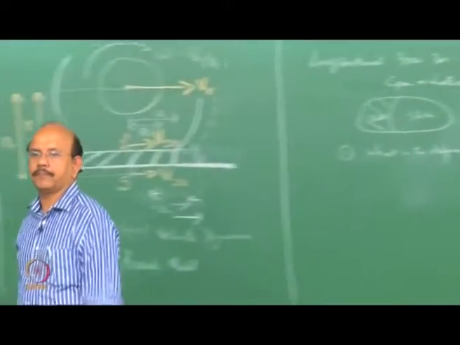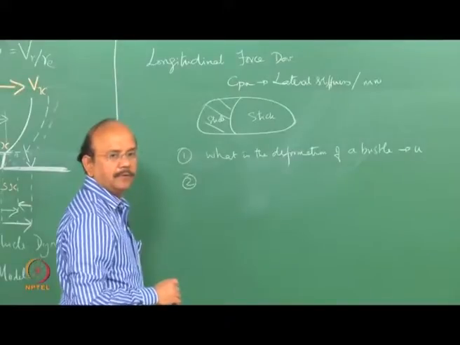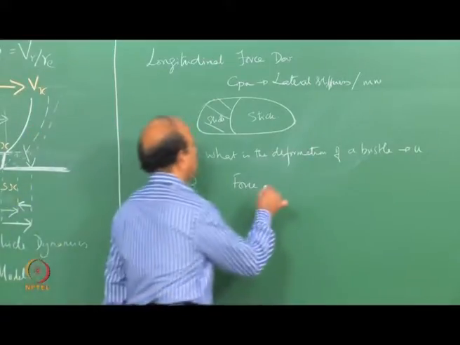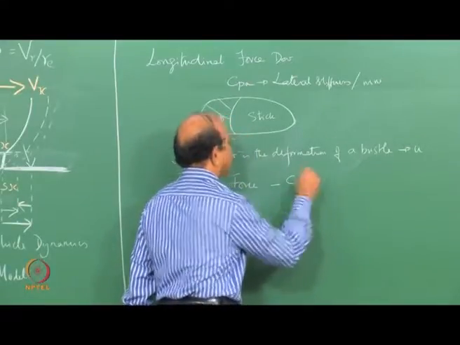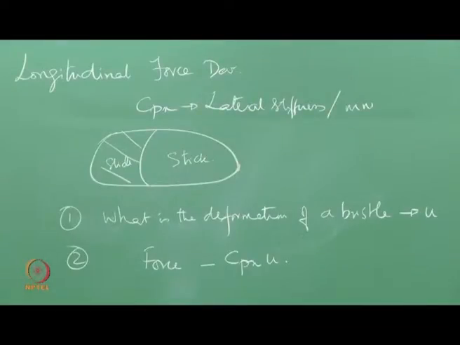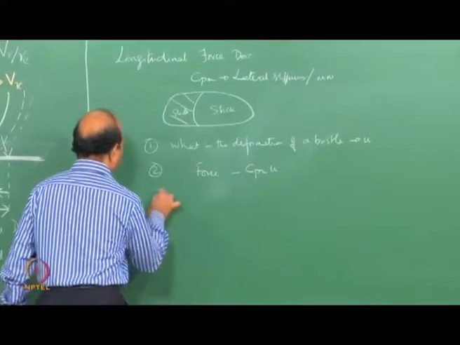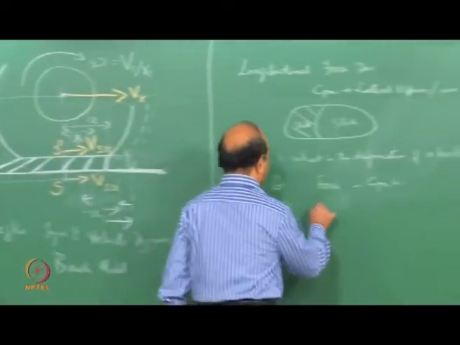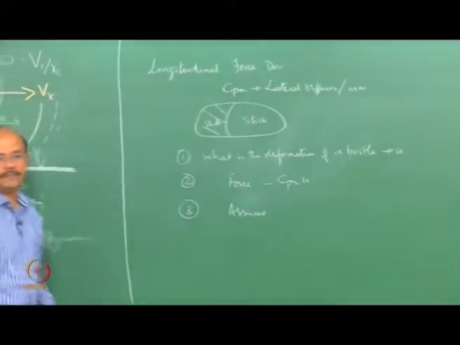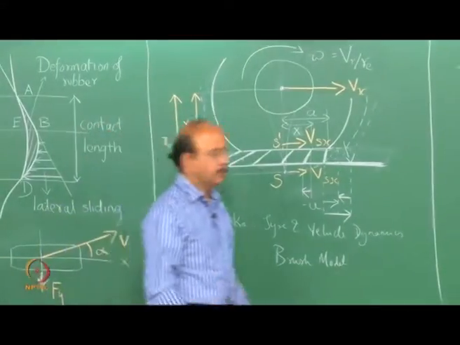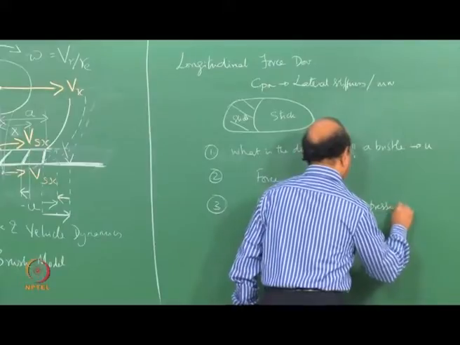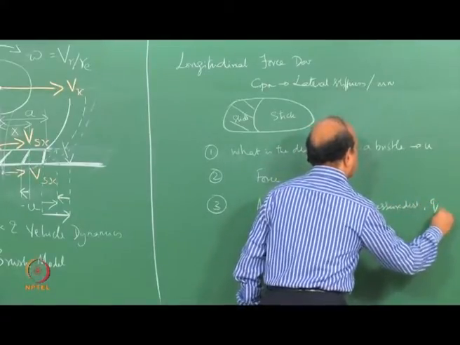So, once I know what is the deformation, the next thing I am going to do is to multiply this to find out the force, which is nothing but Cpx into u. The third thing I am going to do is to assume a pressure distribution, because one is the left hand side and the other is the right hand side of the equation. So, I will assume a pressure distribution, which in this case we are assuming to be parabolic, and call it qz.